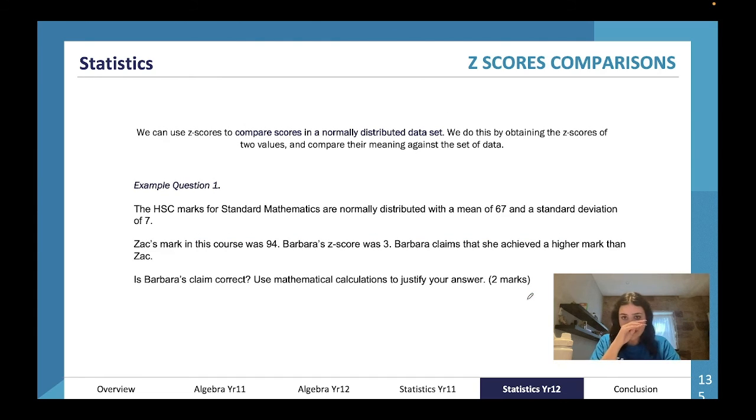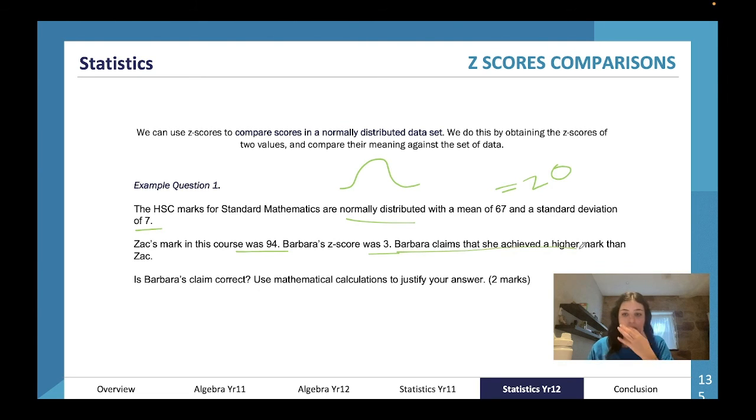We can also use Z scores to compare scores that are in the same data set. So when we have 2 Z scores, we then compare them against the mean. The HSC marks for standard maths are normally distributed. This is always our key, normally distributed. Mean of 67, which is a Z score of 0, standard deviation of 7. Zach's mark was 94. Barbara's Z score was 3.